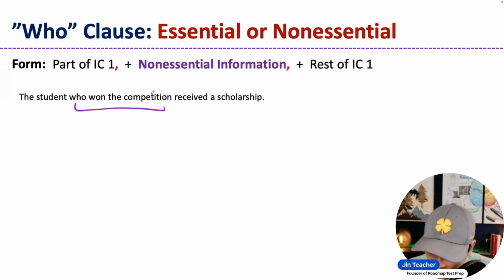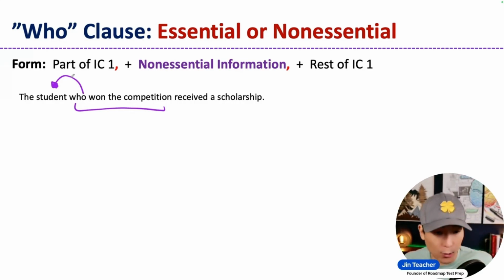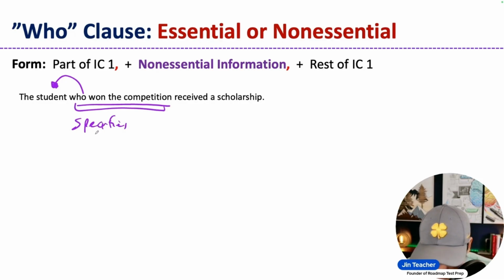So, I'll give you guys a couple of ways to help you to figure out whether this is essential or non-essential. Okay, so the first is, if it specifies the type of noun. Okay, so here, notice how if I say the student who won the competition received a scholarship, who won the competition is my who clause. It really specifies the type of student, right?